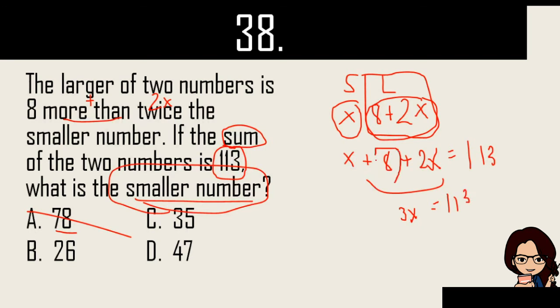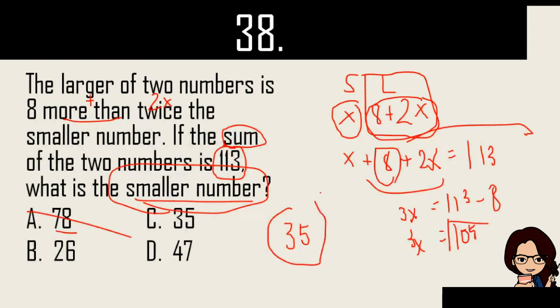Tapos, i-move mo yung 8 sa kabila. So, magiging negative siya. So, that would be 113 minus 8, which would be 105, divided by 3x. Okay? Dahil linear naman yan, start with the 10, so that's 3, and then 15, so that's 5. At dahil yung x na mismo ang smaller number, wala ka na kailangang i-substitute or gawin, yun na agad yung sagot. The answer is letter C.